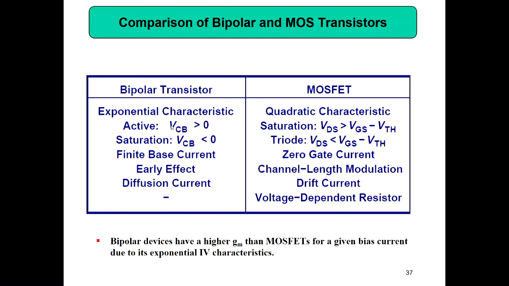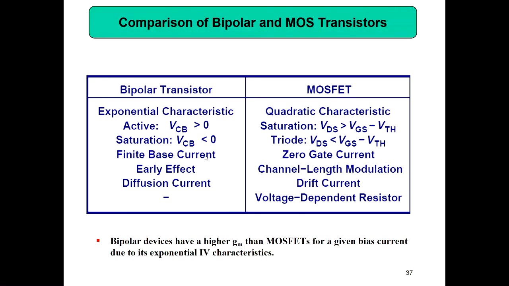Active, when your collector base voltage is greater than zero. For MOS, saturation is when your VDS should be greater than VGS minus VTH. Here, the saturation for bipolar is VCB less than zero. This is the triode region, VDS less than VGS minus VTH. I have just noted down the equations.